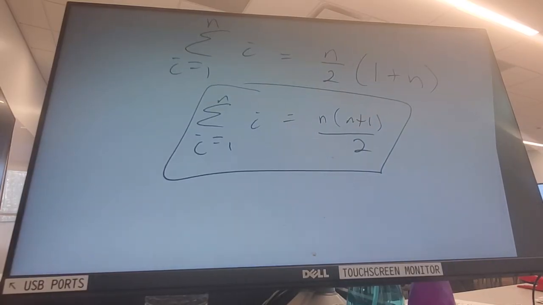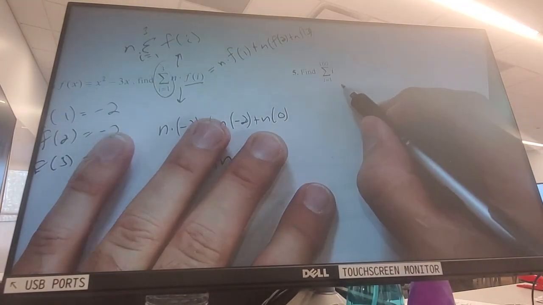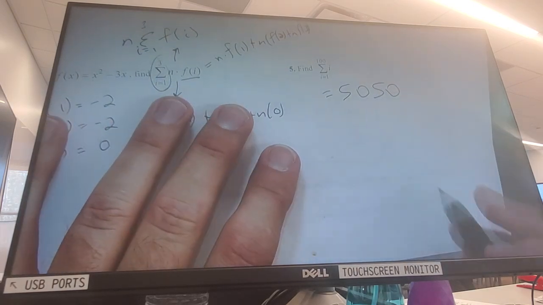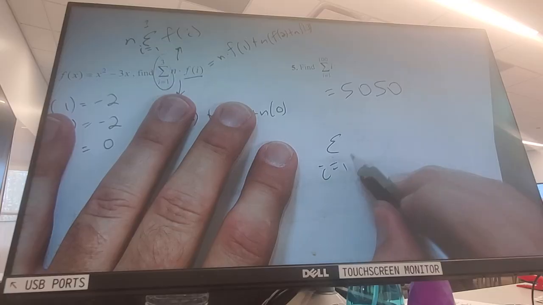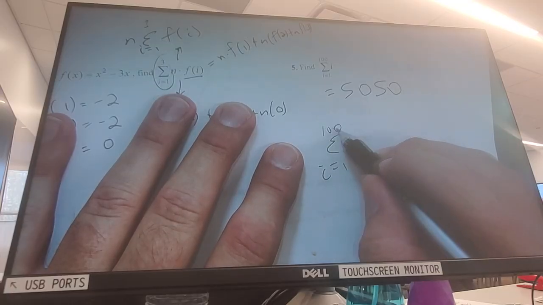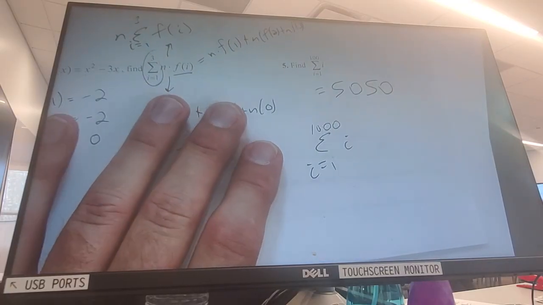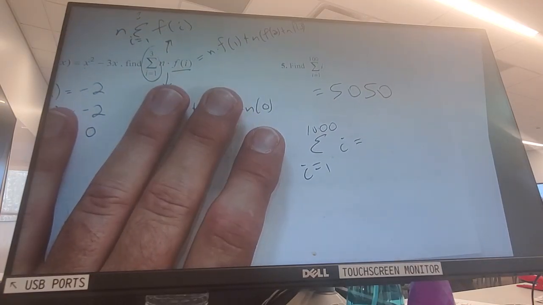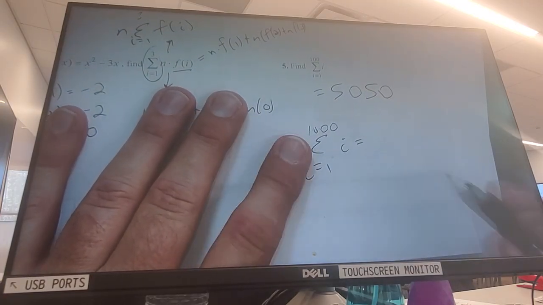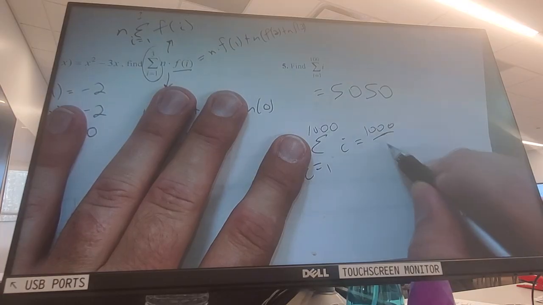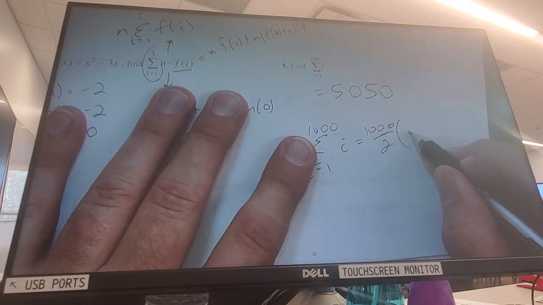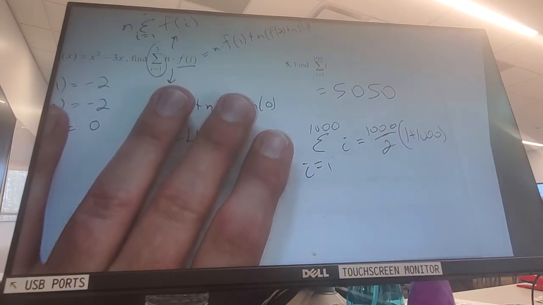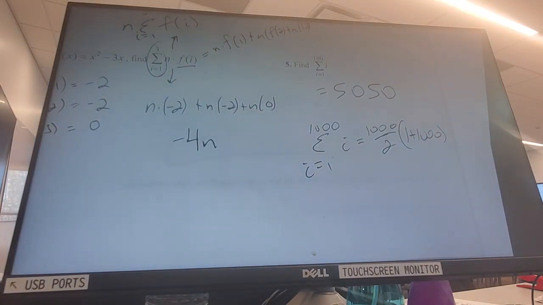All right, so that was the answer for this last one. What would the answer to this be then? Well, we just did it, Jeff. Oh yeah, that's right. So what if I wanted to do i equals 1 to 1,000? What would that be? 1,000 divided by 2, times 1 plus 1,000, 1,001 times 500. What's 1,001 times 500?